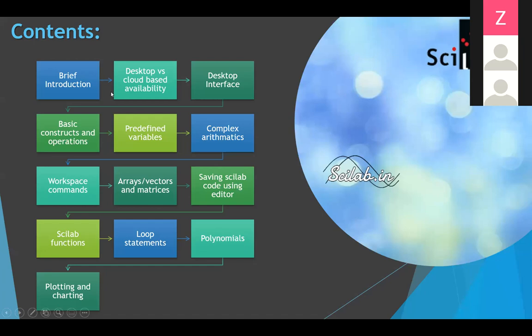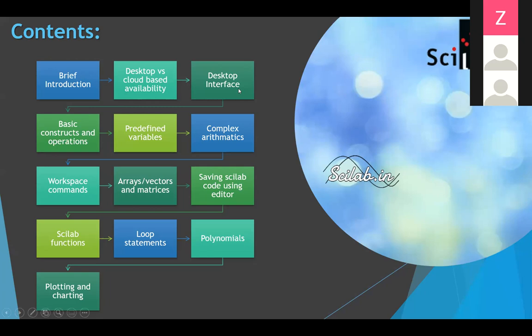So we are going to start with the brief introduction. Then I'll also share with you that it's available in dual modes. You can run it using cloud, or you can install it free of cost from its website, on your desktop. Its source code is also available. You can make changes, you can add libraries, you can create your own libraries and share them with the world.